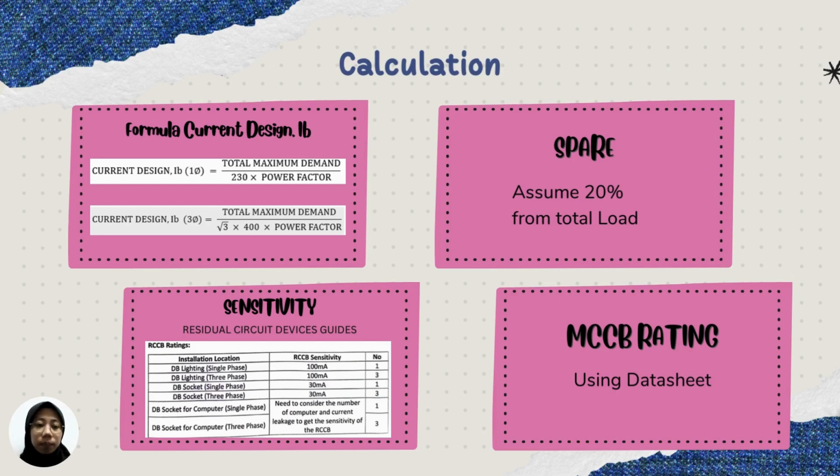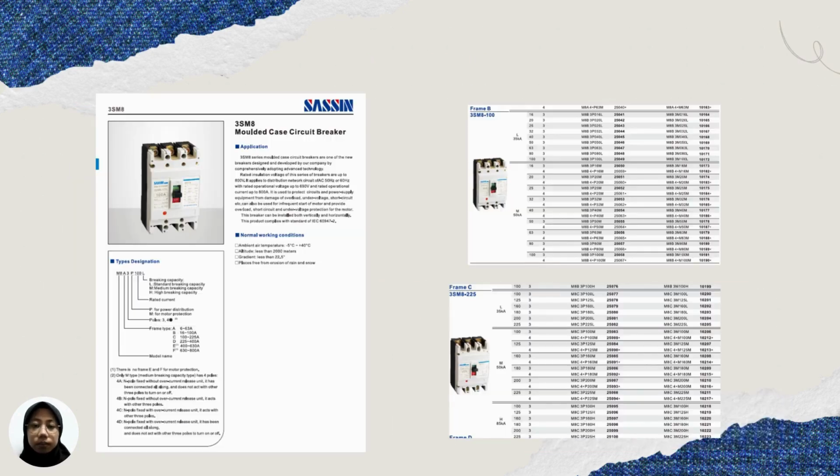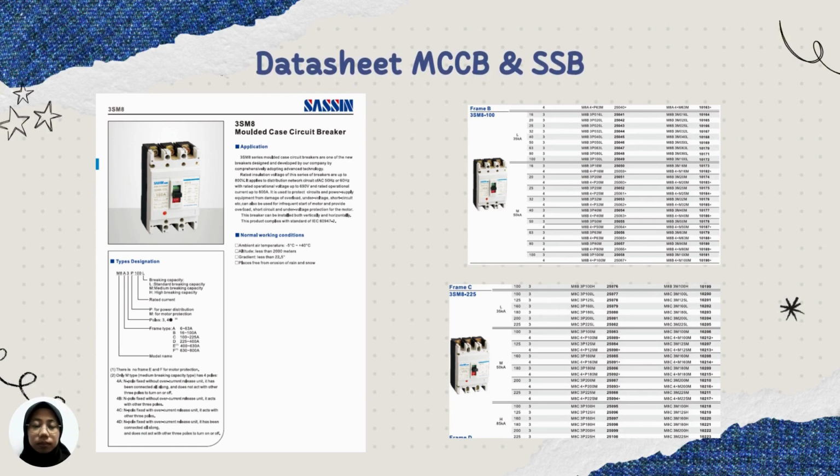For sensitivity, we use residual current device guides. For DB lighting, single phase and three phase is 100 mA. For DB socket, single phase and three phase is 30 mA. Then for the MCCB rating, we refer to the datasheet. For the datasheet of MCCB and SSB, we use the Sassin datasheet. For MCCB, we use frame B, and for SSB, we use frame C.